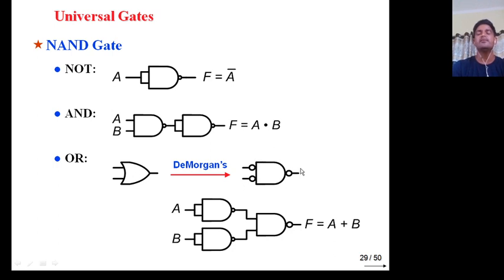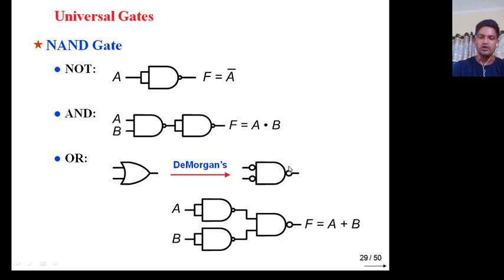Bubbled NAND gate. Bubbled NAND gate means (A bar dot B bar) whole bar. Just apply De Morgan's theorem. (A bar dot B bar) whole bar is nothing but A plus B. Here this is A bar, this is B bar, and (A bar dot B bar) whole bar. Now apply De Morgan's theorem: A double bar plus B double bar. You know A double bar equals A and B double bar equals B, so it will be A plus B.